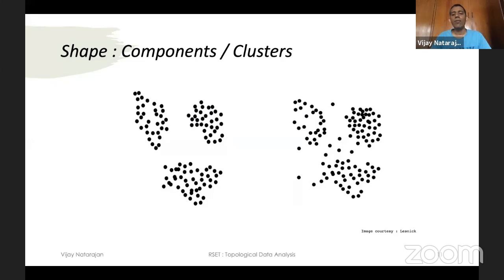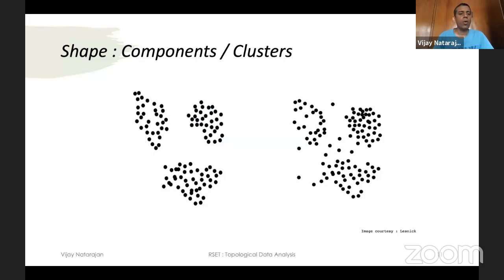So identifying clusters is not an easy problem, right? This is just to motivate that fact. Identifying components or clusters is not an easy problem, particularly when the data is noisy, right? Even if the data is not noisy, there may be no clear clusters in your data, right? So this is something that many of you who have done any data science or machine learning have seen.